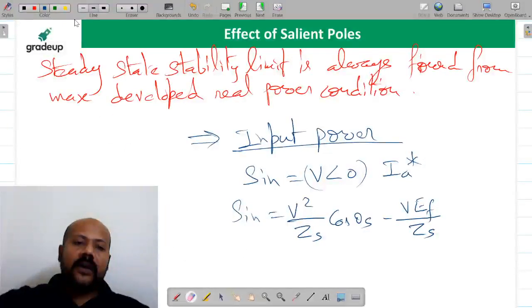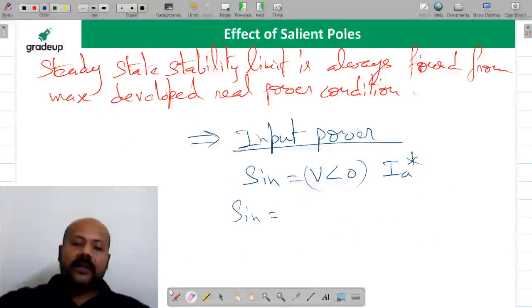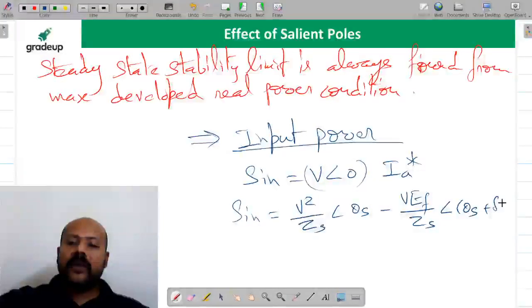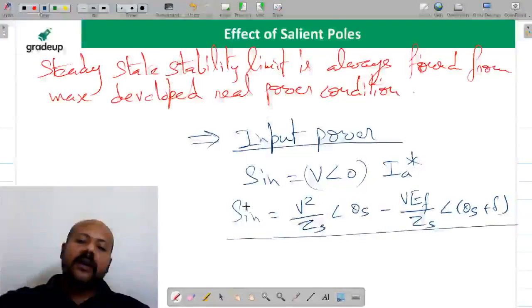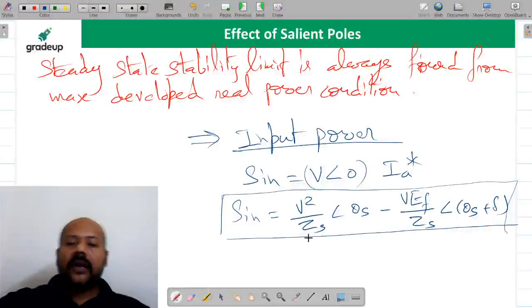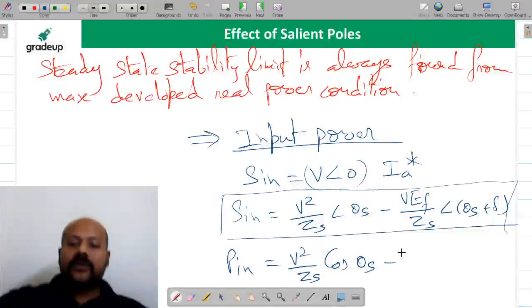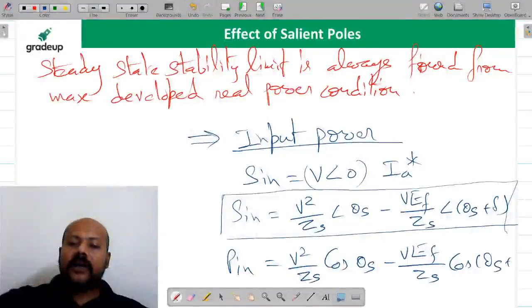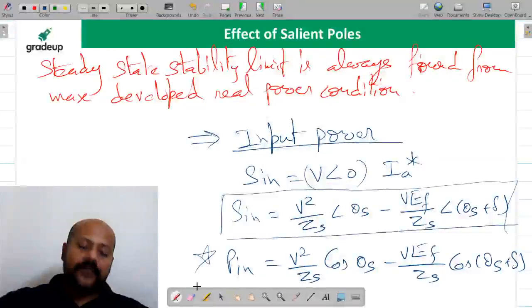Sorry, this is for real power. Let me write the S expression first. So this is going to be V square upon ZS, and this is going to be angle theta S minus VEF upon ZS. Angle is going to be theta S plus del. You can note down this expression and you can later on compare it with your calculation. So if again you want to know what is the real power, you can write it by comparing the real and imaginary parts. So this is going to be VEF upon ZS cos of theta S plus del. I hope it is clear to all of you.